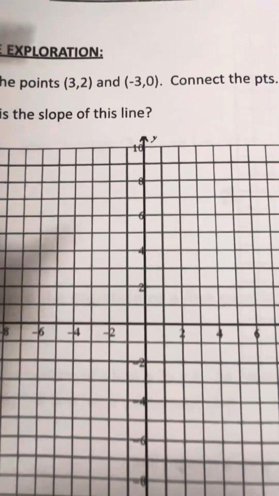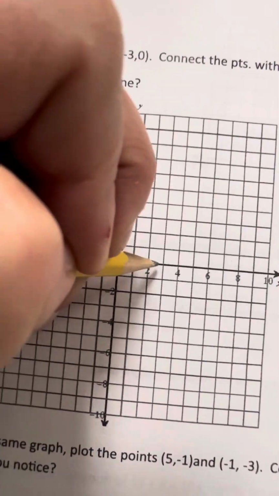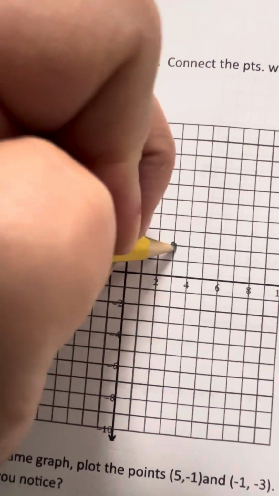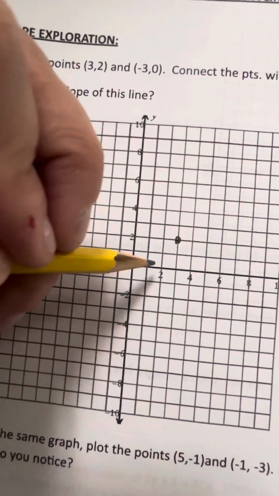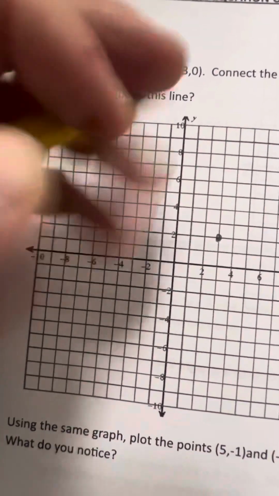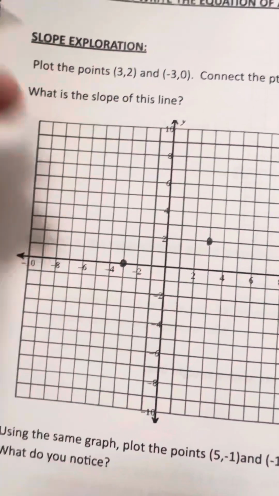We're going to start with 3, 2. We're going to go over here to 3, up 2, put a point right here. We're going to do a negative 3, 0. So we're going to put a point right here.